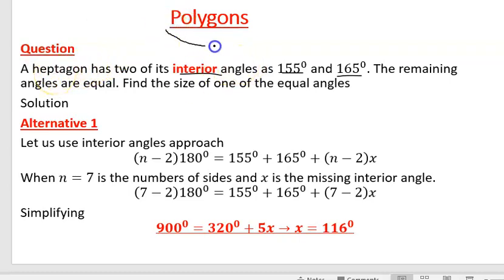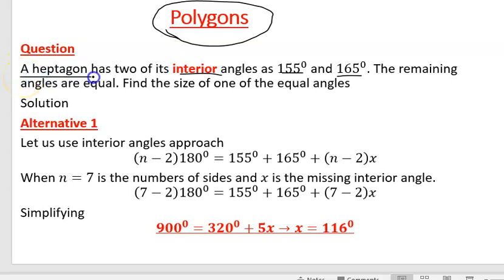I want to major on polygons, where I'm providing a question, then we are going to use this particular question to try and understand this concept and how to work questions related to this one. So a heptagon, that is the question.